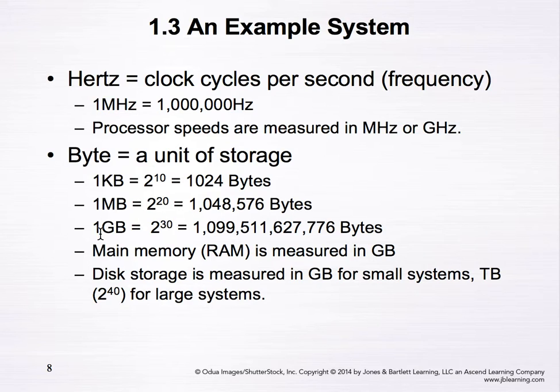1 gigabyte corresponds to 2 power 30 bytes. The main memory, the RAM, is measured in gigabytes, and storage is measured in gigabytes for small systems, while larger systems are measured in terabytes. That's 2 power 40.